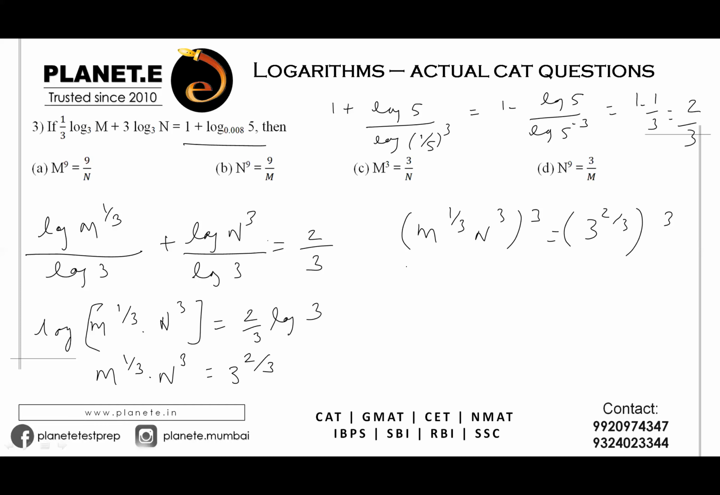Now 1 by 3 and 3 get cancelled, so first term will be m. n raised to 3 into 3 is 9. Second, on the right hand side, what will I have? 3 gets cancelled, 3 square is equal to 9. So m into n raised to power 9 is equal to 9. Which option is satisfying? You can see here, second option is my correct answer. There is n raised to power 9 is equal to 9 upon m. Right? So please go through the question once again if need be, and then we'll move to the next question.